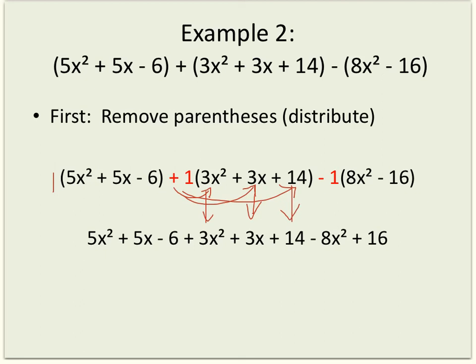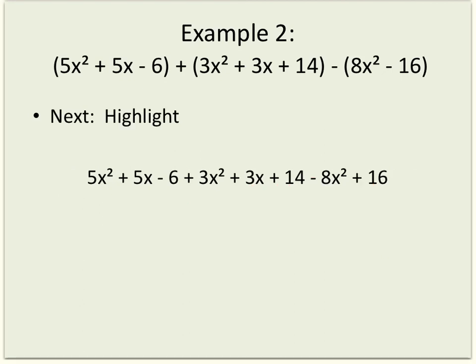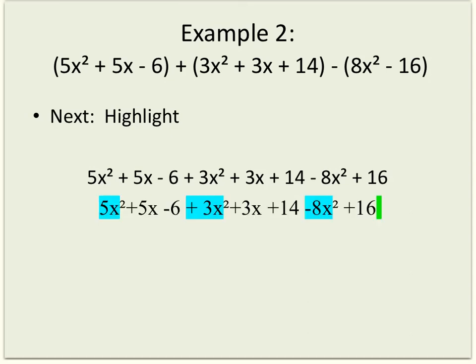Now here's where some changes are going to be made. Negative 1 times 8x squared gives me negative 8x squared, and negative 1 times 16 gives me positive 16. Now you want to grab your colored highlighters. You got them ready? Let's start with the terms. I'm going to highlight all of my x squared terms.